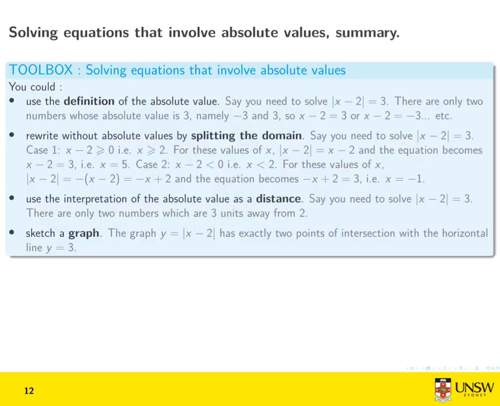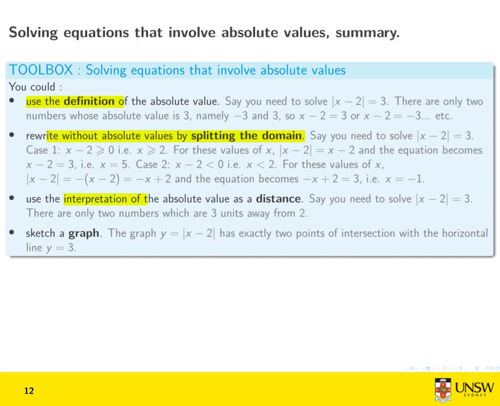This is just a summary in the form of a toolbox of the tools you have to solve equations that involve absolute value. You could use the definition, saying that if you know that the absolute value of something is, let's say, 3, well, there are only 2 numbers whose absolute value is 3. So that way you get rid of the absolute value, and you can isolate x and finish solving. You could also split the domain. So if you split the domain, you will have cases, and on each part of the domain you will be able to rewrite your equation without absolute value.